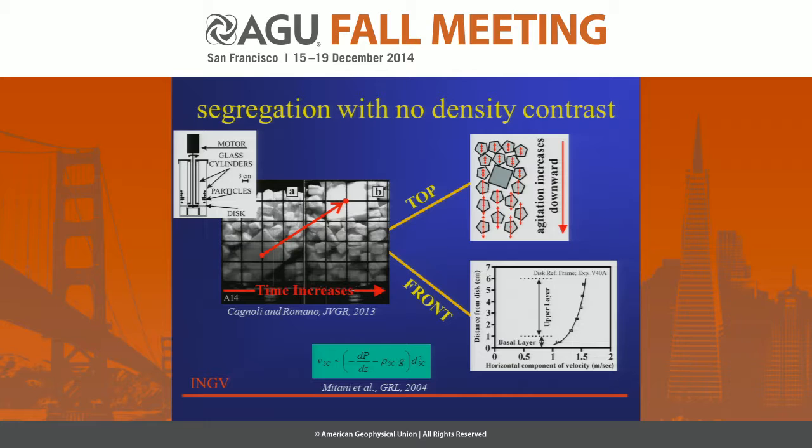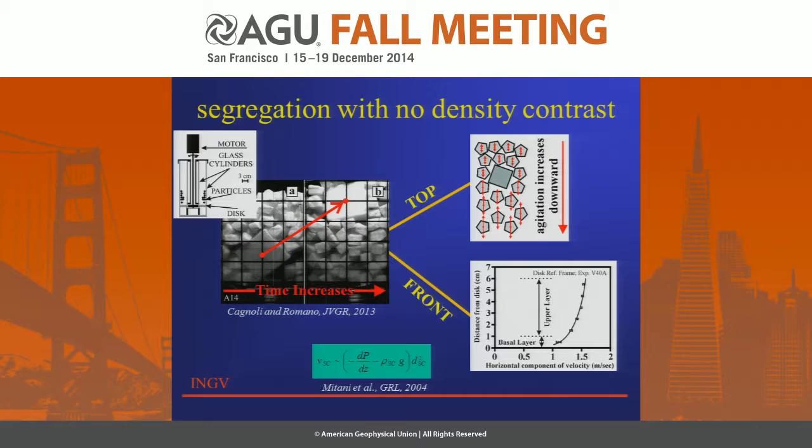Now the question we can ask is why there is a segregation when there is no density contrast between matrix and segregating particles. So we carried out an experiment in the laboratory with rock particles on a rotating steel disk. And of course we get segregation toward the top sometimes. This is due to the fact that particle agitation increases downward, so there is always a force acting on the segregating cluster which points upward. And if the weight of the segregating cluster allows it, the segregating cluster will segregate upward.